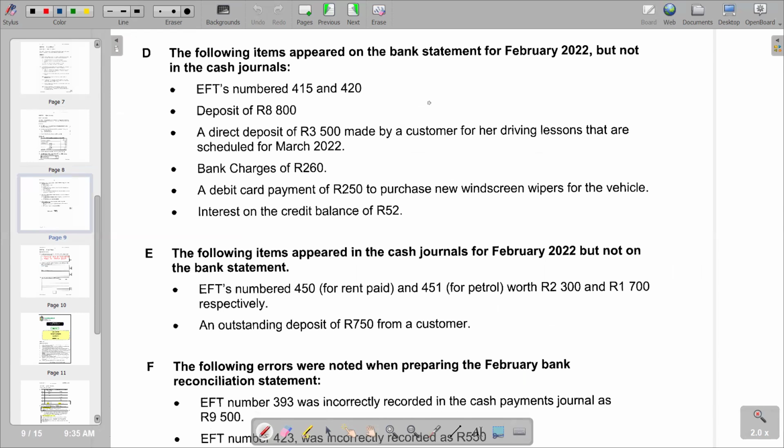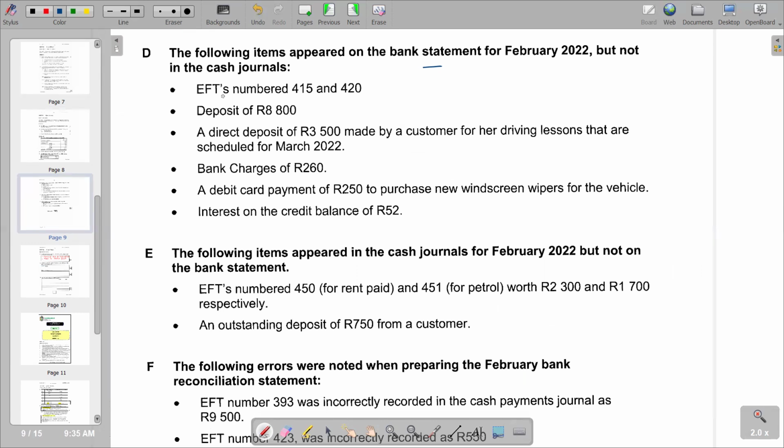So go to the additional information D that we're given. It reads: the following items appeared on the bank statement for February 2022, but not in the cash journals. So this is clear. These are items that are on the bank statement, but they are not there in the cash journals. So they need to be updated in the cash journals. So cash journals explains the cash receipts journal and the cash payment journal. So in particular, at this stage, we are concerned about transactions that are affecting the cash receipts journal.